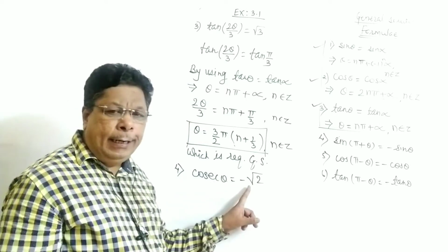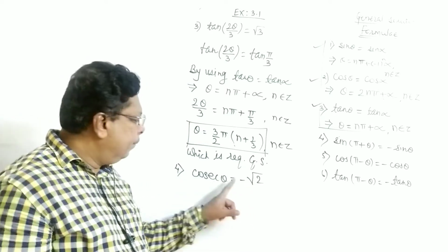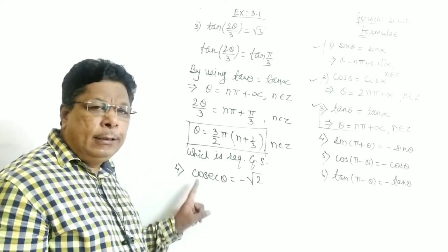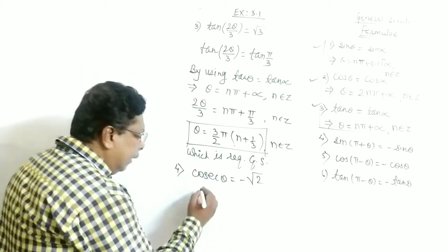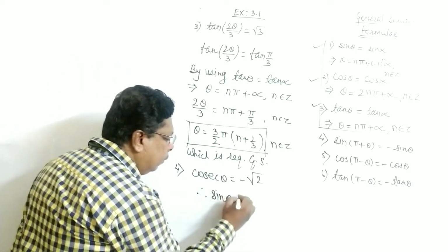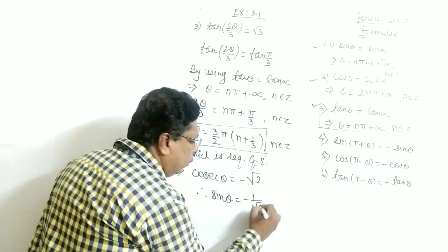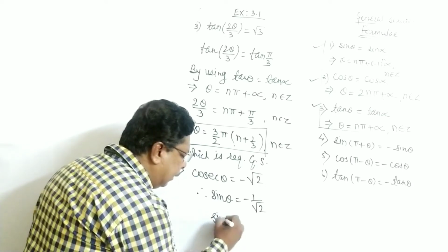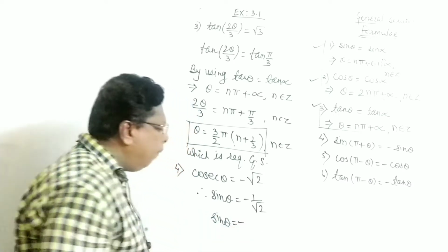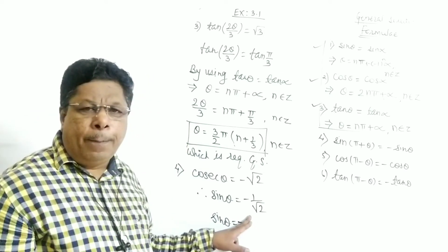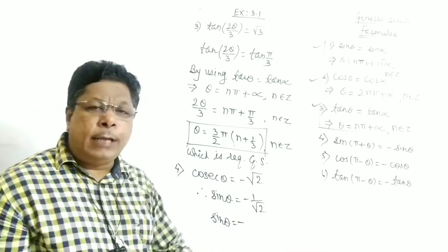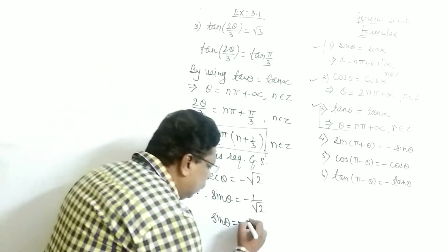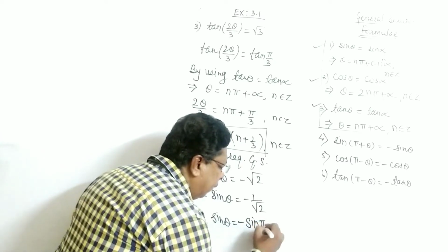Now see, on the right hand side a negative number is there. On the left hand side there is cosec theta. What is the reciprocal of cosec theta? Reciprocal of cosec theta is sin theta. Therefore sin theta is equal to minus 1 upon root 2. From this we can write sin theta is equal to minus, for which angle sin theta is 1 upon root 2? We know that sin 45 degree is 1 upon root 2. 45 degree means pi by 4. So this we can write sin pi by 4.